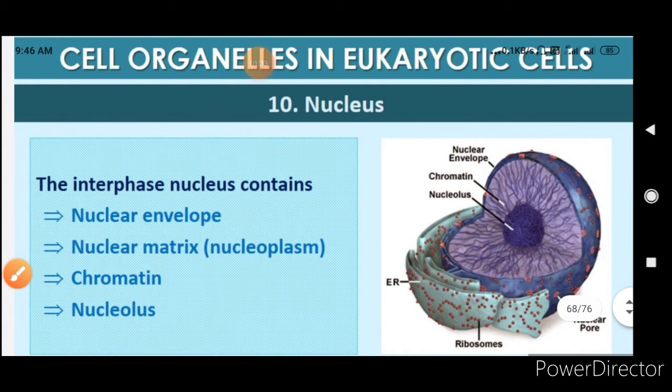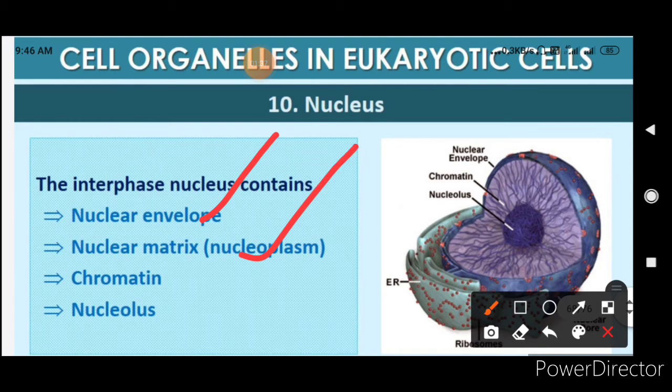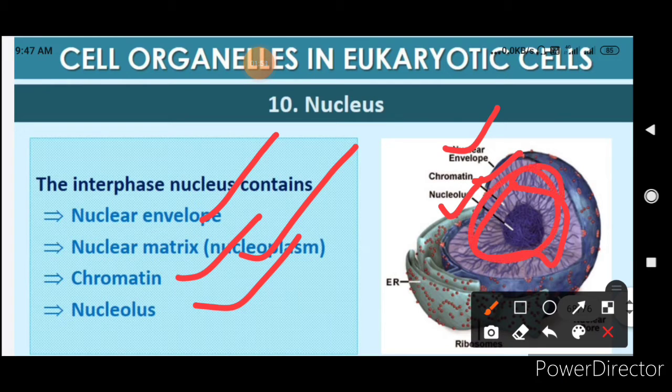Now the interphase nucleus will have nuclear envelope, nuclear matrix, chromatin and nucleolus. Okay. So the nuclear envelope is the nuclear membrane. This is the nuclear envelope. These are the chromatin, the thread-like structure you can see. This central part is the nucleolus. Okay. And this whole is the nuclear matrix.